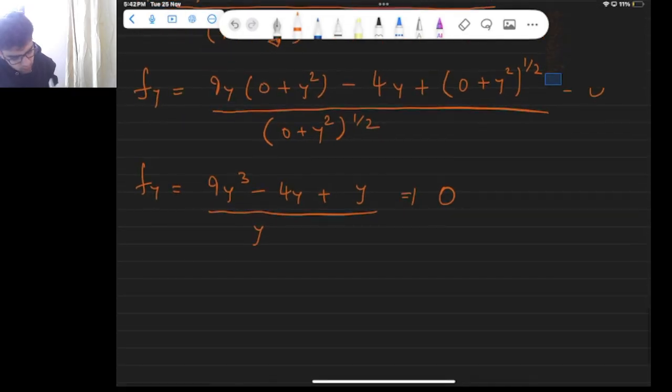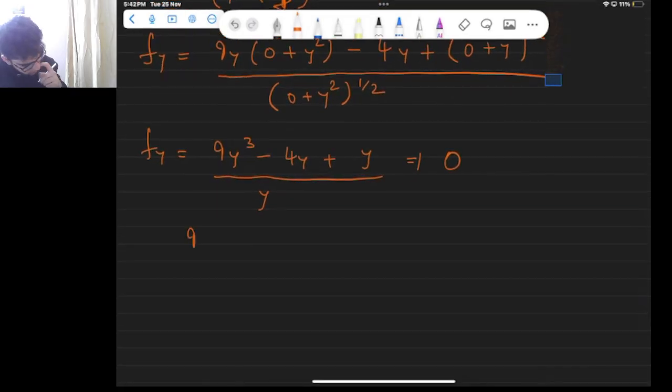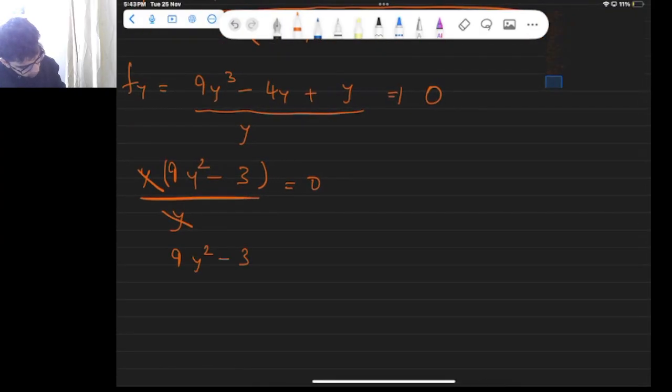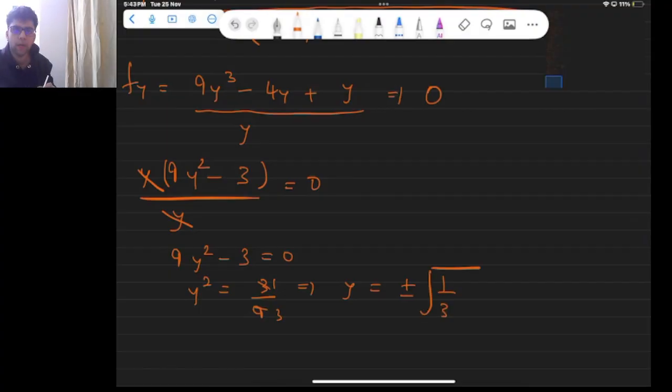This is equal to 0, so my expression will be, if I just take y common, I'll be left with 9y square minus 4 plus 1, which is actually minus 3, right? And y, this should be equal to 0, so y and y go away. I'll be left with 9y square minus 3, which is equal to 0, so y square is equal to 3 by 9, which means that y is equal to plus minus root of 1 by 3, right?